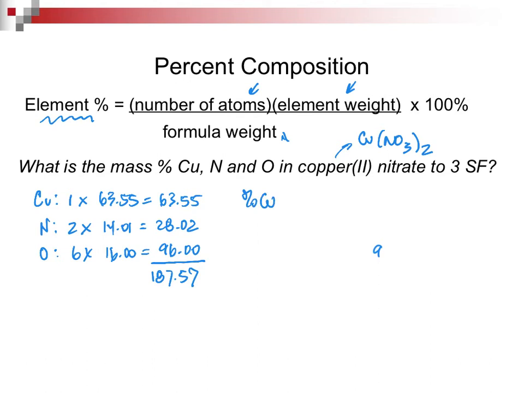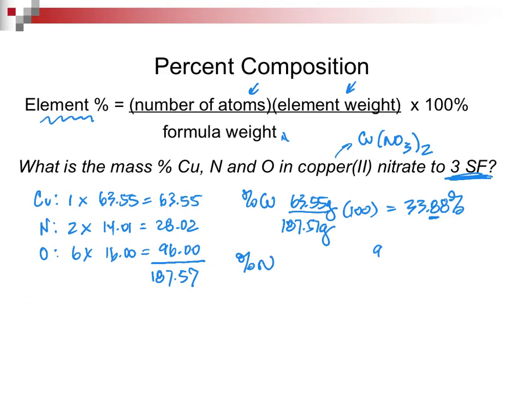for my percent copper, it's easy. Only 63.55 grams over 187.57 grams, multiply by 100, and we come up with 33.88% copper. Now, the problem asked for 3 significant figures. So again, what you learn in Chapter 1 and Chapter 2 carries on over here.